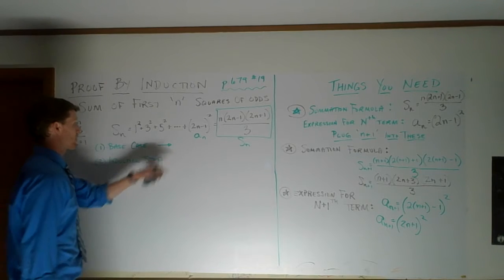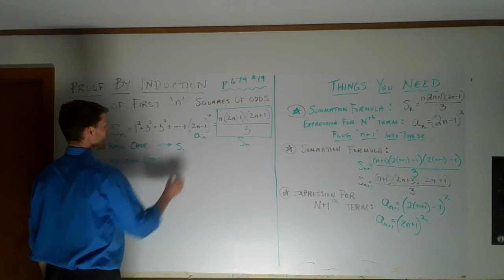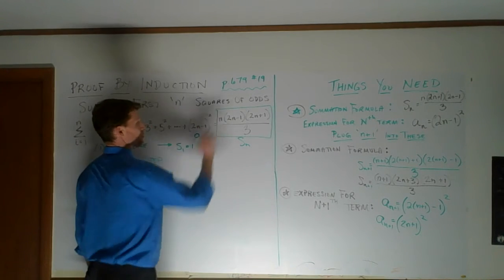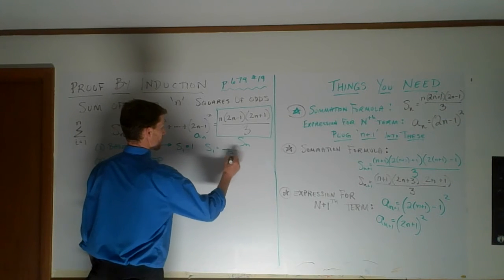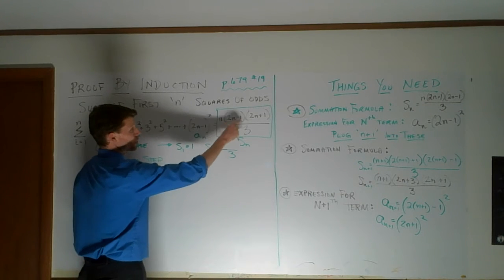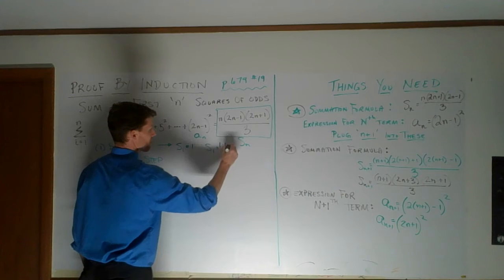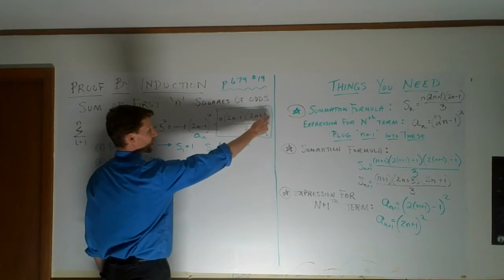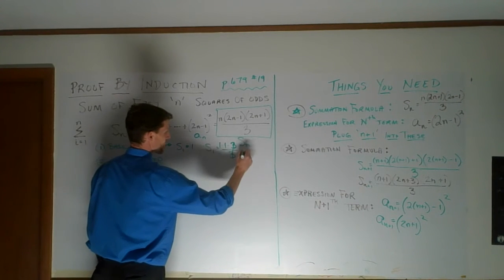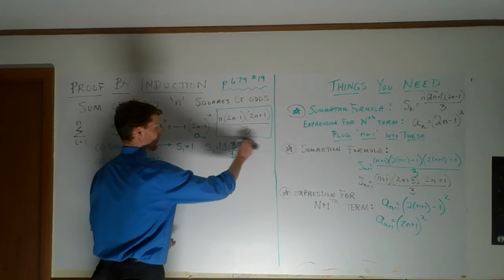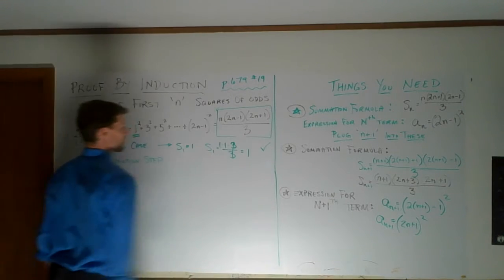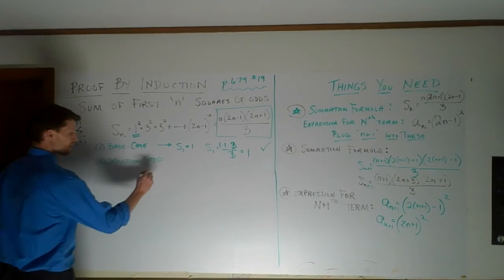All right, our base case. S sub 1, when we just manually calculate it, 1 squared is 1. S sub 1, when we plug it into the formula, we get 1 times, when I plug in 1 right here, I get 2 minus 1. 2 minus 1 is 1. When I plug in 1 right here, I get 2 plus 1, 3. 3 divided by 3 cancels out, and so it equals 1. So, those are the same. The base case holds.